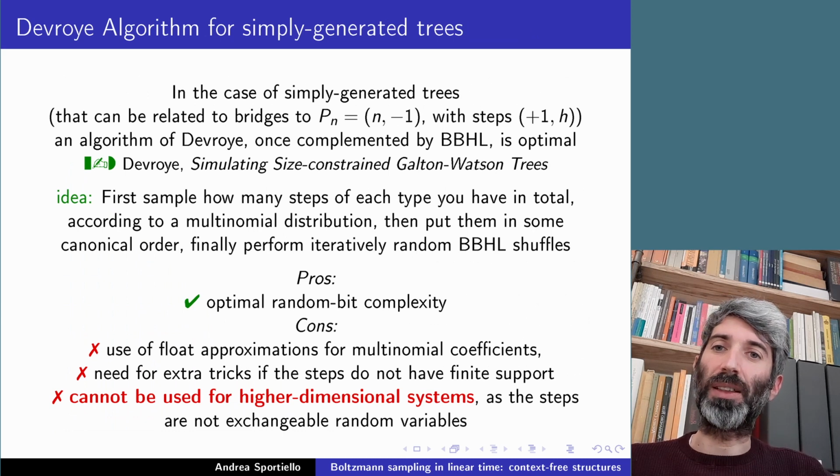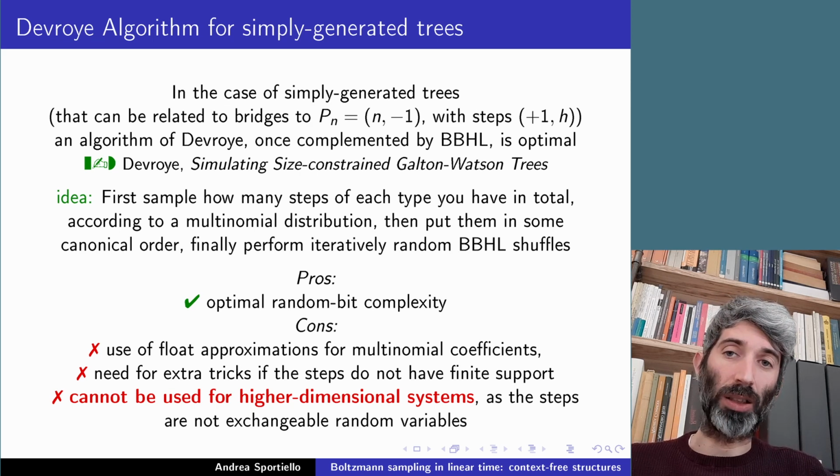So, as I was saying, when you are in the simpler case of simply generated trees, there is already an algorithm for doing that. It's the De Broglie algorithm that also becomes optimal once you complement it by the BBHL random shuffling algorithm. The idea is that first you sample the number of steps of each type that you have, and then you perform the shuffle that you need.